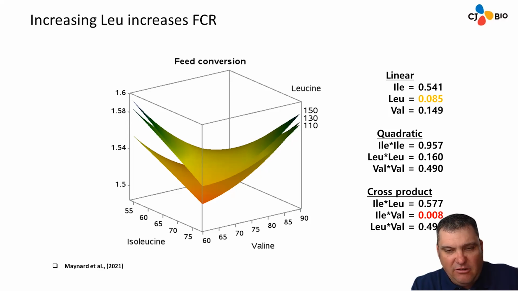And as you can see here, these 3 planes, if we're in the middle of this cube, which would be at our requirement where we formulate our diets, we see an increase as we go from 110 to 130, and then another increase from 130 to 150. So as we increase leucine in diets at the requirement, we see increases in feed conversion ratio associated with that leucine, indicating that there is a branched-chain antagonism present in chickens.